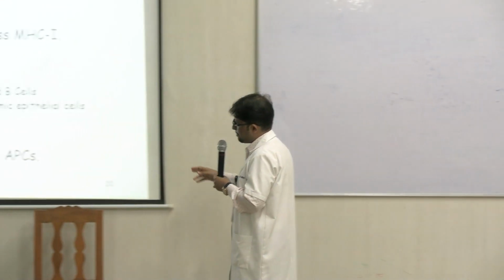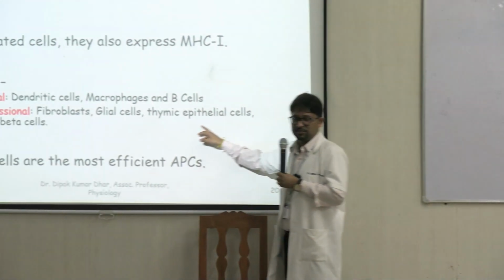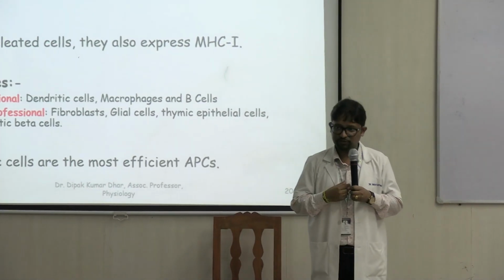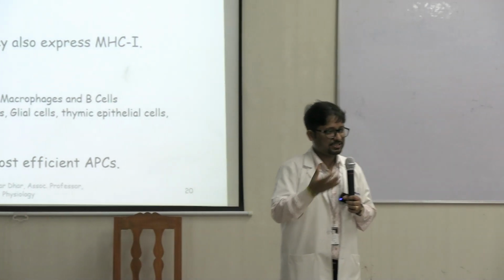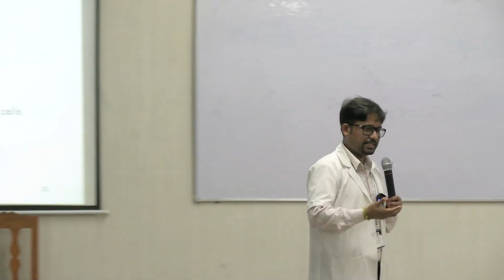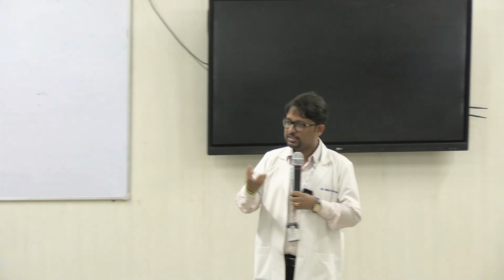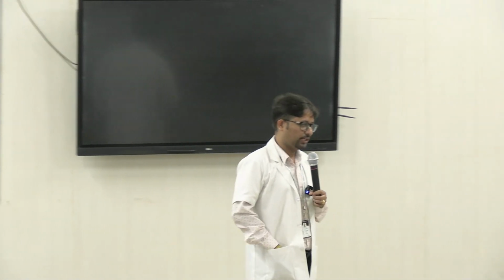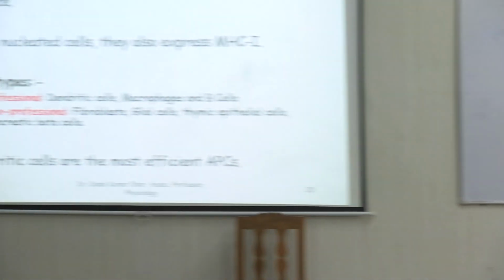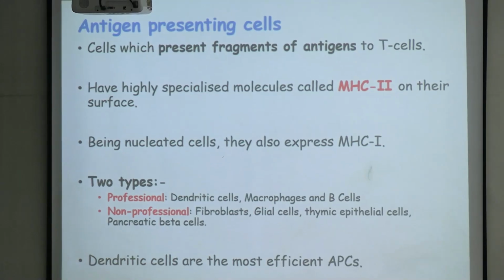Say for example, thymic epithelial cells. These are epithelial cells of the thymus gland of the body. These cells function as APCs when the WBCs are in the developmental stage. When T lymphocytes are developing, in that phase they function as antigen presenting cells, right? Hence the name non-professional APCs.